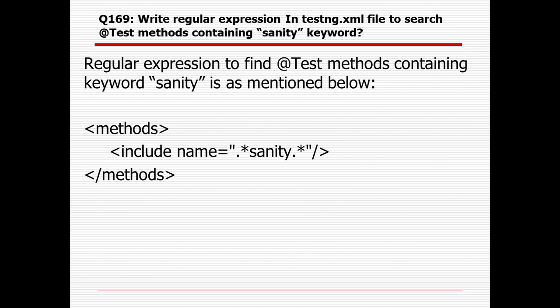Write a regular expression in the testng.xml file to search for test methods containing the keyword sanity. You can create multiple methods, right? Suppose you created 1000 methods, and you want to search for a particular method using a regular expression. How can you run it? For that, you need to use a particular syntax: the method include tag with .*sanity.*, and then you close the method tag. That's how you can search for and run test methods containing a particular keyword.